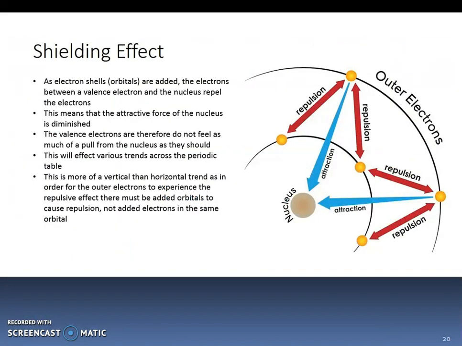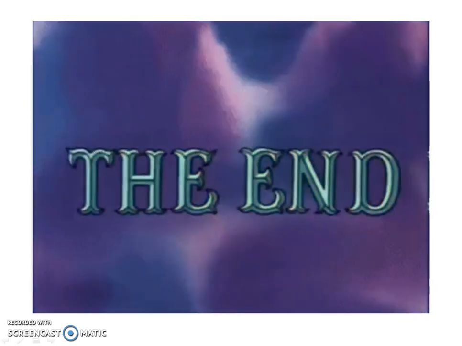So again, pause, make sure to read this and understand the attraction and the repulsion between the nucleus and the electrons and other electrons. Again, I don't ask you to read much, but read this over, very important. And I will see you in class.